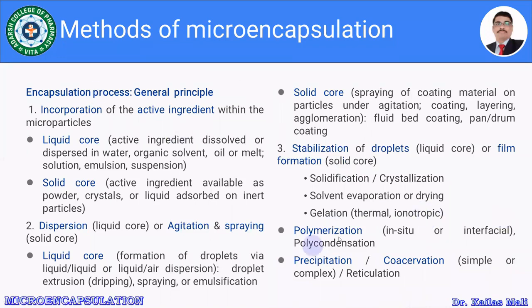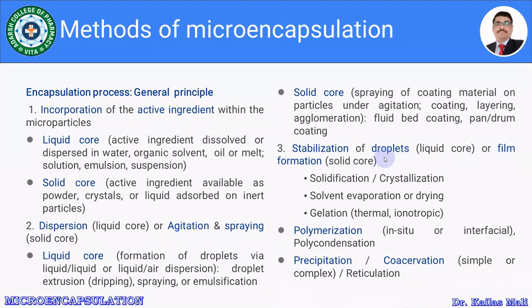Apart from this, there is polymerization, it may be in situ or interfacial or polycondensation, and precipitation and coacervation, that is simple or complex coacervation. So there are three principal processes, that is incorporation of active ingredient within the microparticles, dispersion or agitation or spraying, that is the second step of a liquid core or solid core, and the third step, that is stabilization of droplet, that is a liquid core, or the film formation on the solid core.